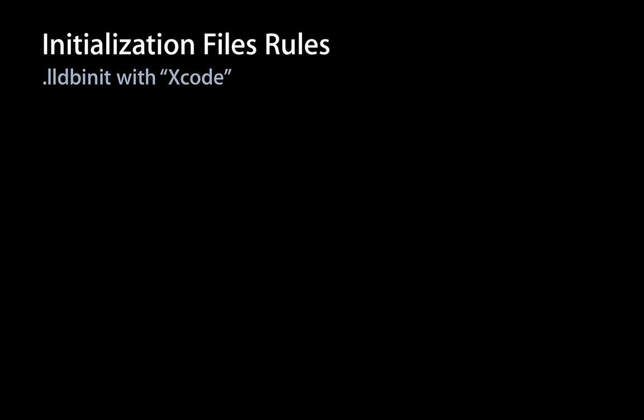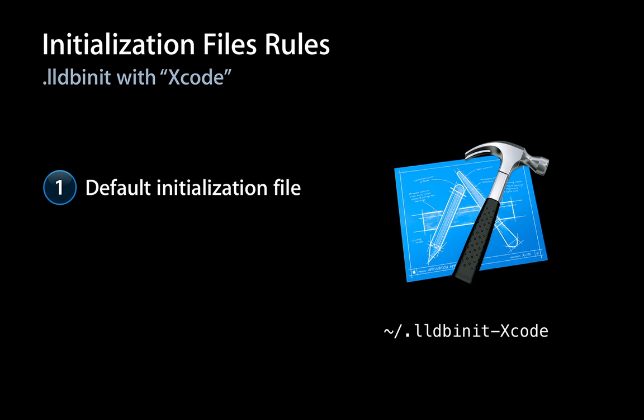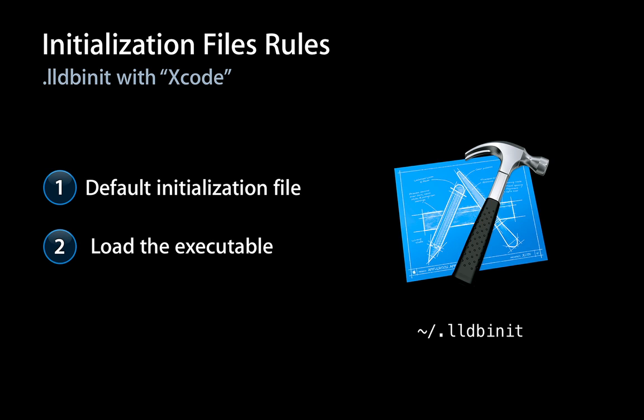Now, there's a little more information that we need to go through about which initialization files will actually load. First and foremost, when we launch an application, we'll look for an application-specific version of your LLDB init file. In this case, if we're running Xcode, we'll look for a .lldbinit-Xcode. If that file's there, we'll source that file. If it's not there, we'll just look for the .lldbinit file itself. And then your debug session will start.